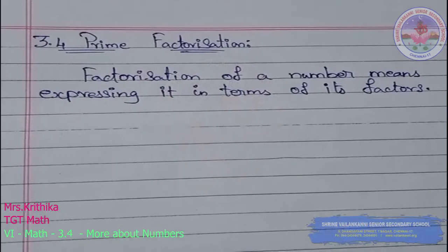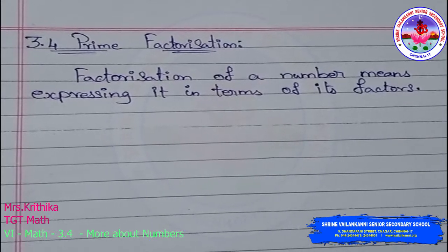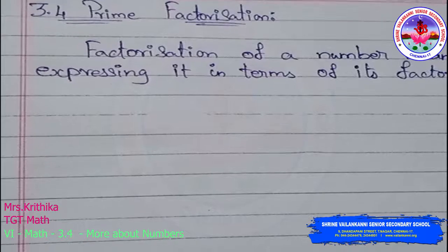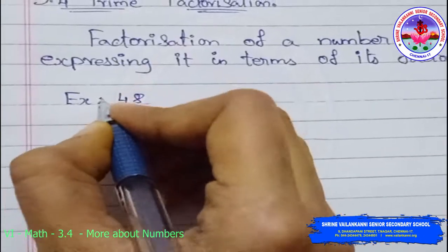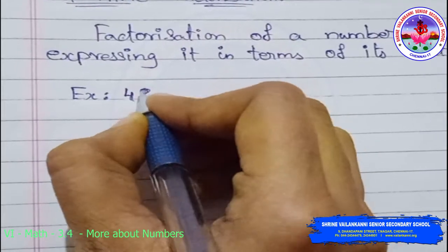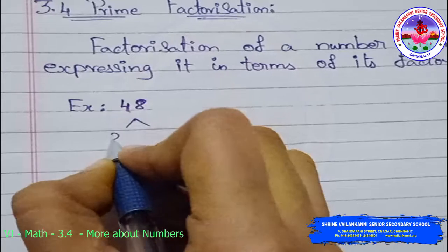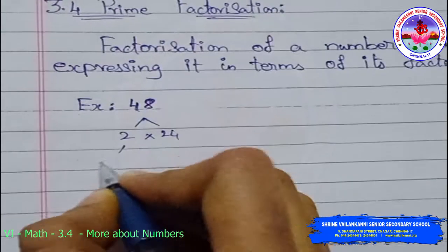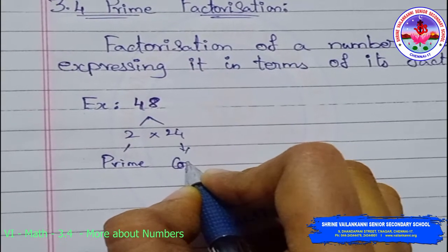Next topic is 3.4, prime factorizations. Factorization of a number means expressing it in terms of its factors. Example: 48. What are the factors of 48? First, the 2 table: 2 into 24 is 48. 2 is a prime number, 24 is composite.